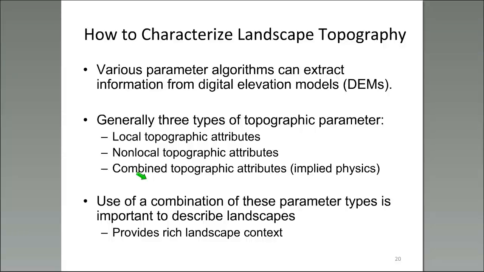So, how to characterize landscape topography. Various parameter algorithms can extract information from digital elevation models. There are generally three types of topographic parameters: those that contain local attributes, those that contain non-local attributes, and those that have combined attributes, which often imply some type of physics, such as moving water through the landscape. Use of a combination of these parameter types is important for describing landscapes. They provide a rich landscape context.